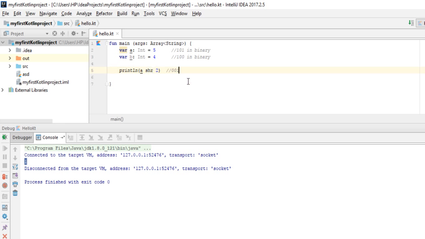So what we did in this tutorial, we have talked about these bitwise operators, which are OR, XOR, AND, and the shifting operators which contain left shift and right shift.